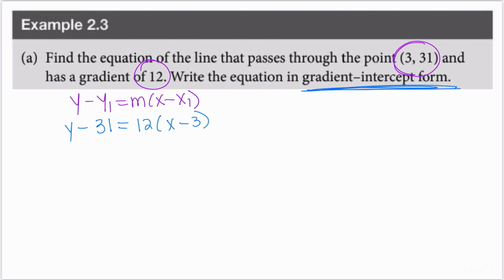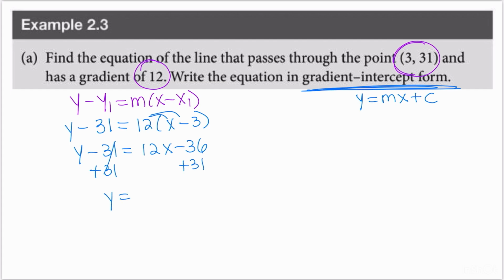would have accepted it. However, because they were very specific and they want this in gradient intercept form, which is y equals mx plus c, I'm going to have to distribute and get the y by itself. When I distribute, I get y minus 31 equals 12x minus 36. Add 31 to both sides, and I'm going to get y equals 12x minus 5. So now this is my same equation, just written differently into what's called gradient intercept form.